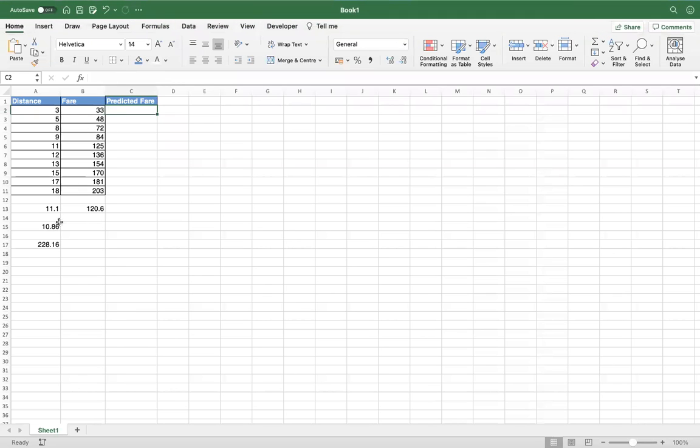Okay, so now we have the distance per kilometer, we know the approximate fare. So for each and every distance that was already traveled, we will calculate the predicted fare. Okay. So that is equal to the 3 into this value, and I am locking this cell so that every cell will be multiplied only with 10.86.